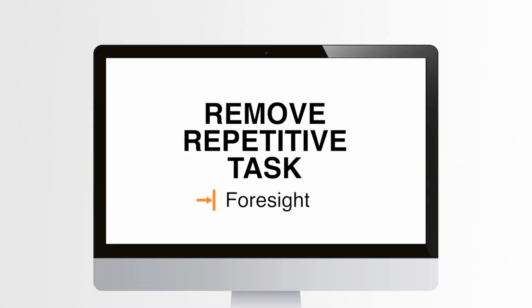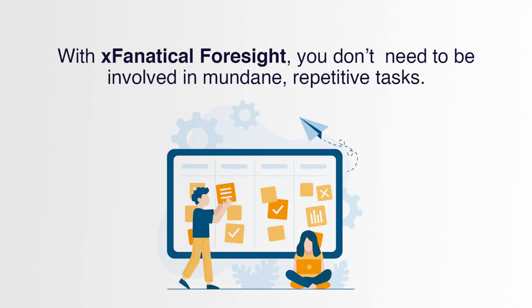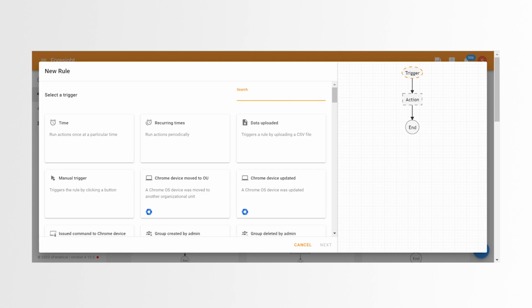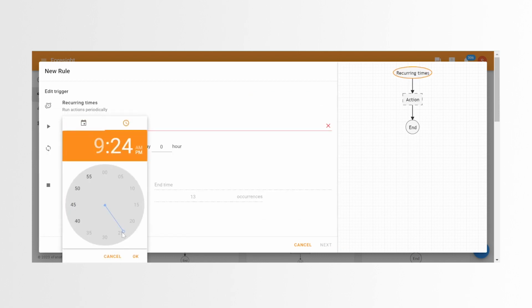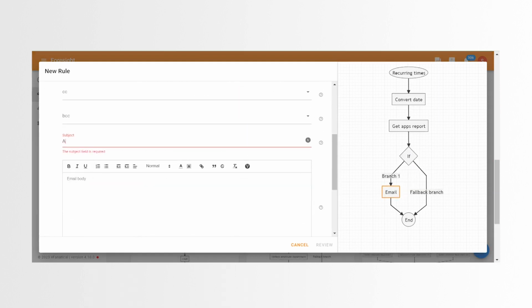Remove repetitive tasks. With xFanatical Foresight, you don't need to be involved in mundane, repetitive tasks. It automates every task and frees up more time. For instance, this workflow sends app report alerts automatically.